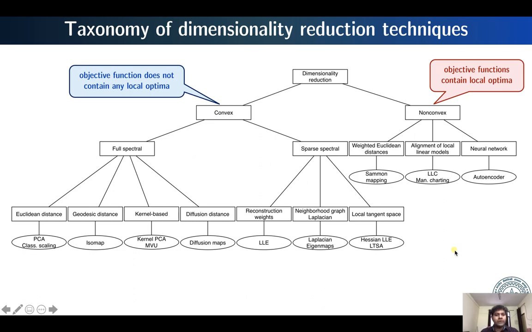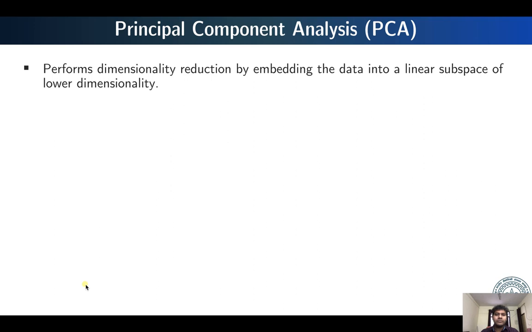So first of all, we are going to look into some of these convex dimension reduction methods, and we are going to start with principal component analysis, which is also the most popular linear technique for dimension reduction. Principal component analysis performs dimension reduction by embedding the data into a linear subspace of lower dimensionality. So it constructs the lower dimensional structure as a linear subspace.